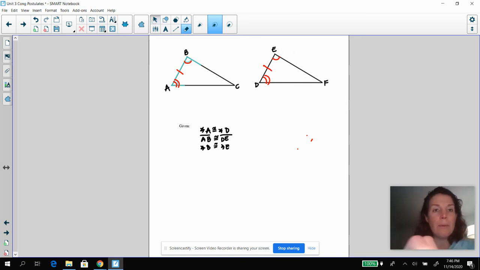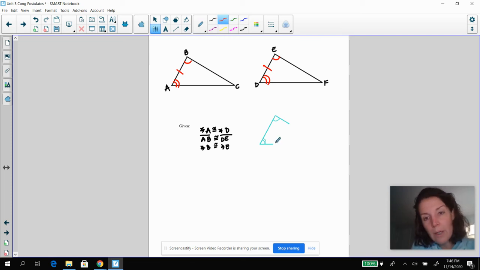So given these parameters, and I'm going to drag this over here, I'm going to try to make a new triangle. I'm going to bring this out and bring this out. I made the exact same triangle that I had before. So given these parameters, we now know that those two triangles are going to be congruent to each other.